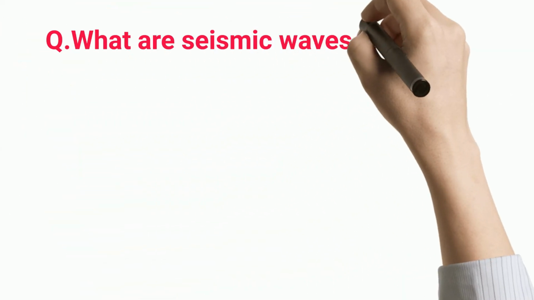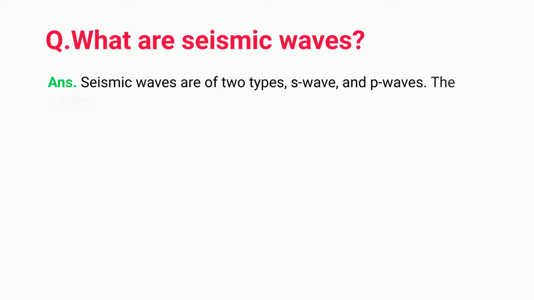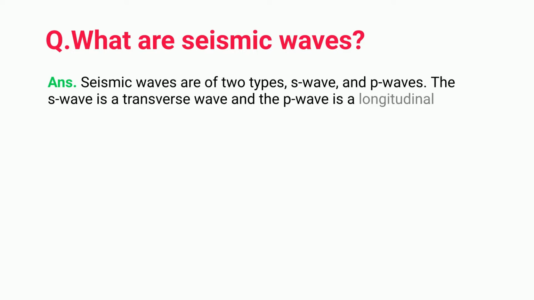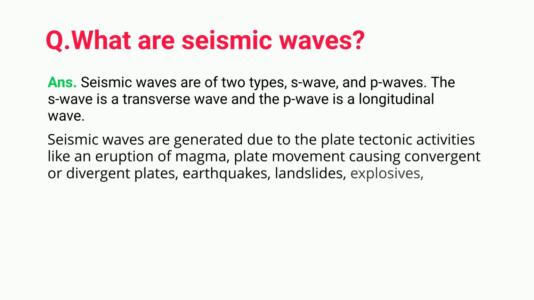What are seismic waves? Seismic waves are of two types, S waves and P waves. The S wave is a transverse wave and the P wave is a longitudinal wave. Seismic waves are generated due to plate tectonic activities like the eruption of magma, plate movement causing convergent or divergent plates, earthquakes, landslides, explosives, etc.